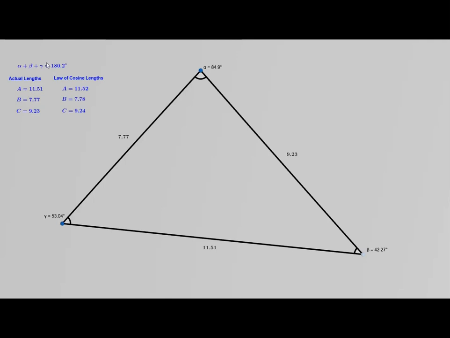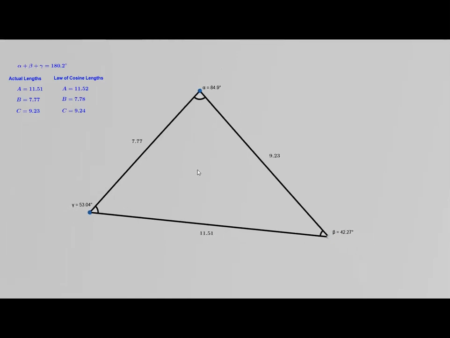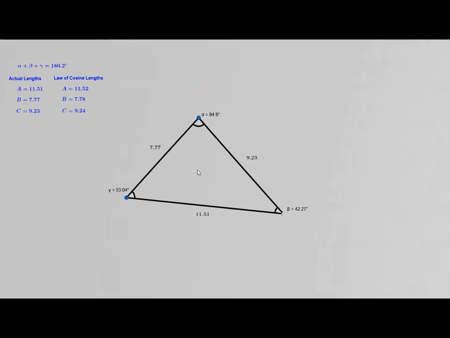The first thing you'll notice here is that the sum of the angles is no longer 180 degrees. Each of these three angles added together gives 180.2, and you begin to see that there's a slight difference between the actual lengths and the lengths calculated by the law of cosines. Again, that's because we're dealing in a curved manifold.